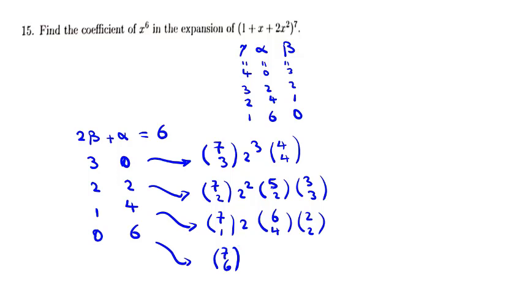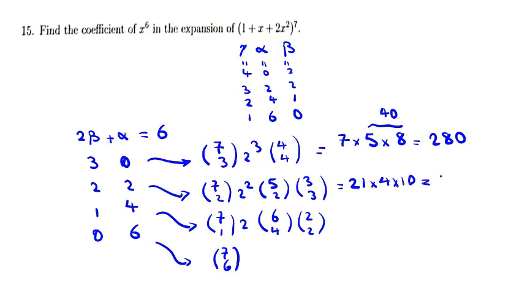You can only write the things that are not equal to 1. Okay, so if I calculate, the first one will be 7, 6, 5 over 3 factorial, 6 will be cancelled, times 8, it will be 40 to 80. This one will be 21 times 4 times 10. It will be 840. This one will be 6 choose 2, 6, 5 over 2, 15 times 2, 30. 7 times 30, 210. It will be 7.